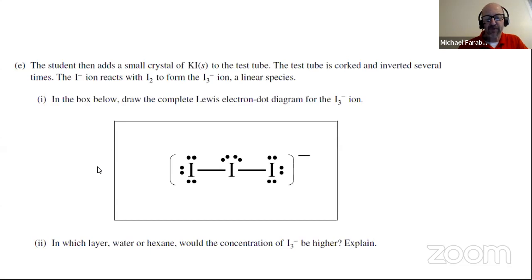Here we have an example of a Lewis electron dot structure which has broken the octet rule for the central atom, but sometimes that happens with hypervalent species, such as this.